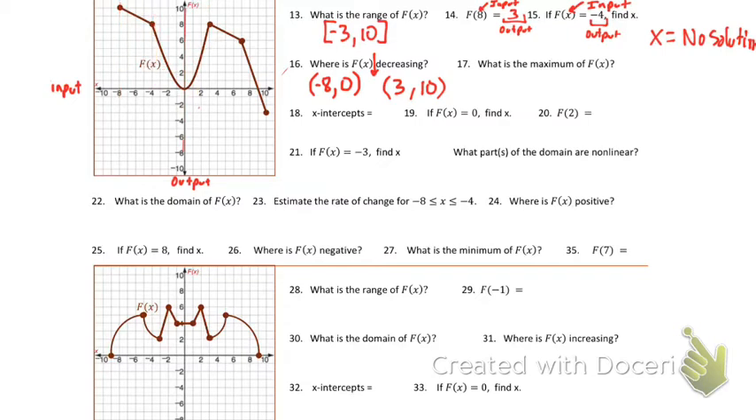All right, let's shoot over to 17. What is the maximum of f(x)? So in other words, what is the highest point of this? And remember, f(x) is our vertical line. So we want to know what's the highest point. So think about your range. What was the highest point of your range? So the maximum is going to be 10.